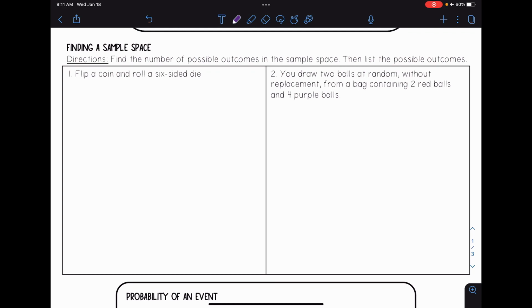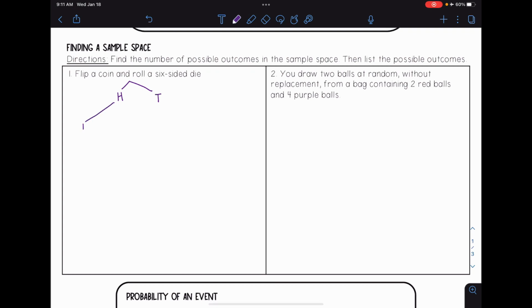So for flipping a coin, we know that we can either get heads or tails. So I'm going to make a tree diagram to find the outcomes in the sample space. So I have heads, which we'll just write an H for heads. And then I could also have tails. That will be our first 2 possible outcomes. But then after that, we're rolling a 6-sided die. So after I, for instance, flip heads, I have 6 outcomes that can come after that.